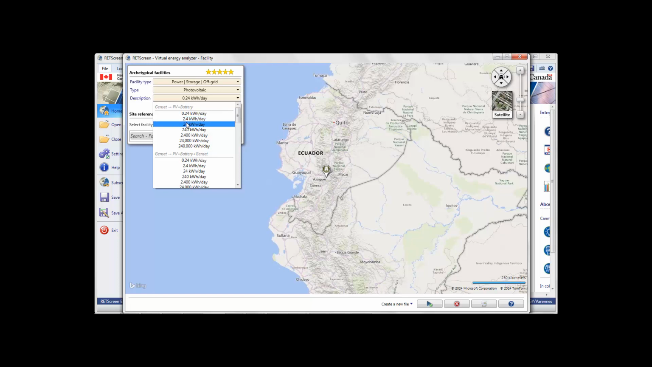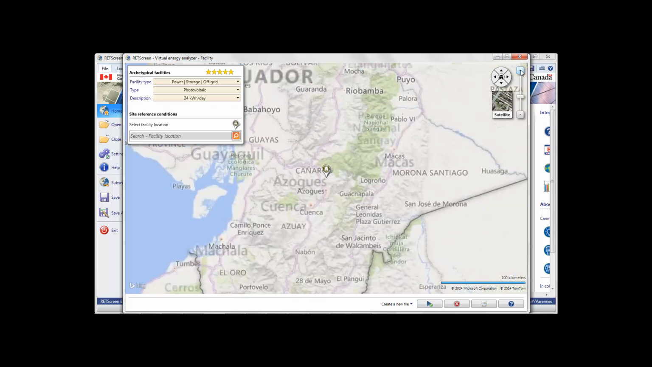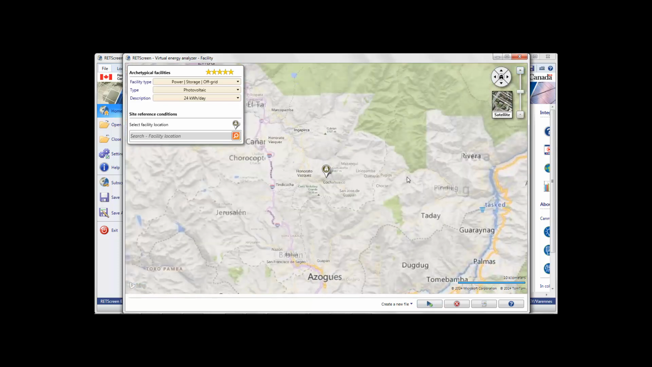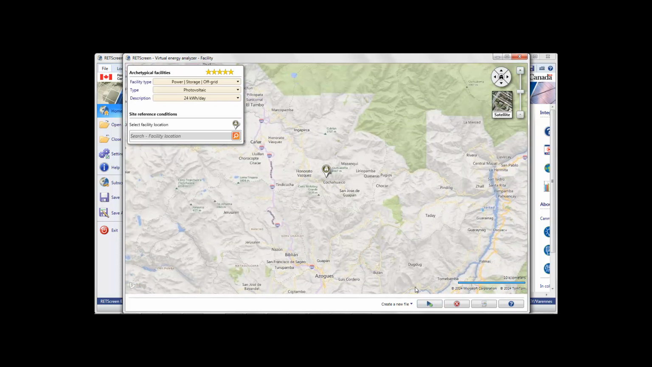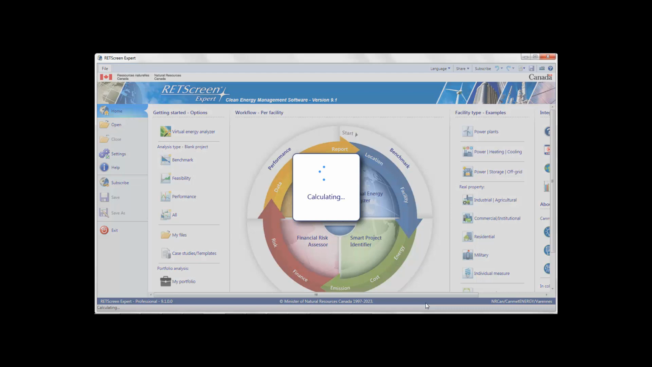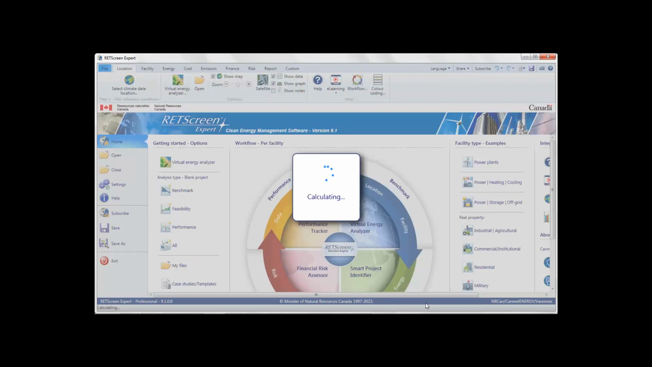And there's an option here for 24 kilowatt hours per day, which is very close to the 25 kilowatt hours per day that we're using. So let's do that. And I don't need to change the location. It'll get reused here. I might want to zoom in a bit so the map that is saved to the location page shows us the general area here. I hit calculate and RedScreen fills out the analysis with these default values.